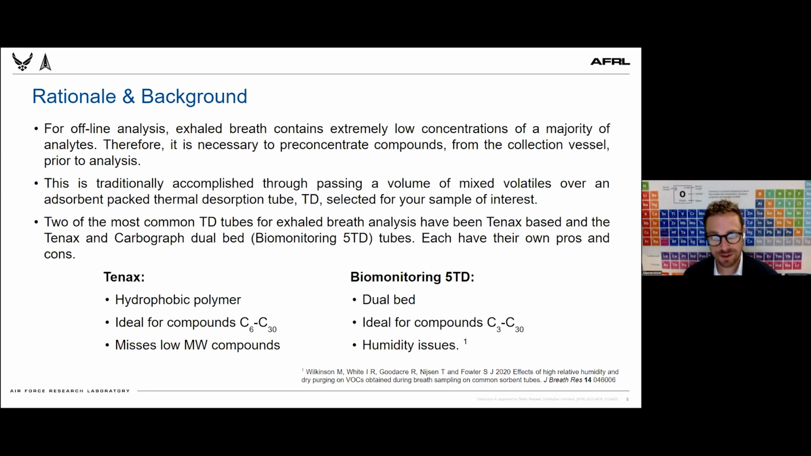The two most common that we have in our lab are generally based on Tenax, so we use Tenax TA. And then the Carbograph/Tenax dual bed, which is a biomonitoring tube, both of which are from Markes. Each tube has its own pros and cons, and again, these aren't limited. These are just what we primarily use in our lab, seemingly what a lot of researchers are using. But Tenax really doesn't retain the low molecular weight compounds great, and the biomonitoring tubes have humidity issues. So it's tailored to what you want to use and how you're going to mitigate the issues.